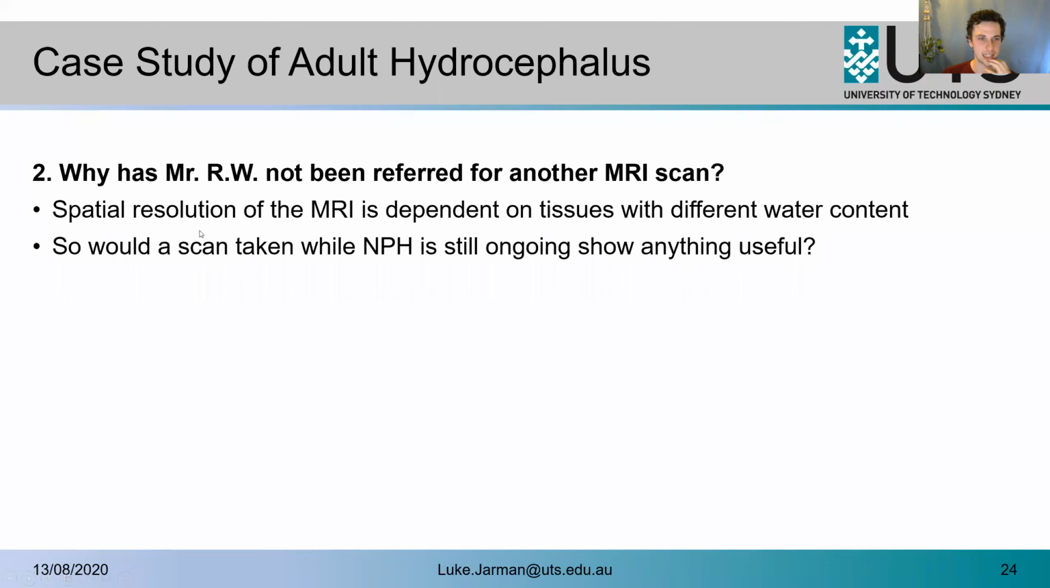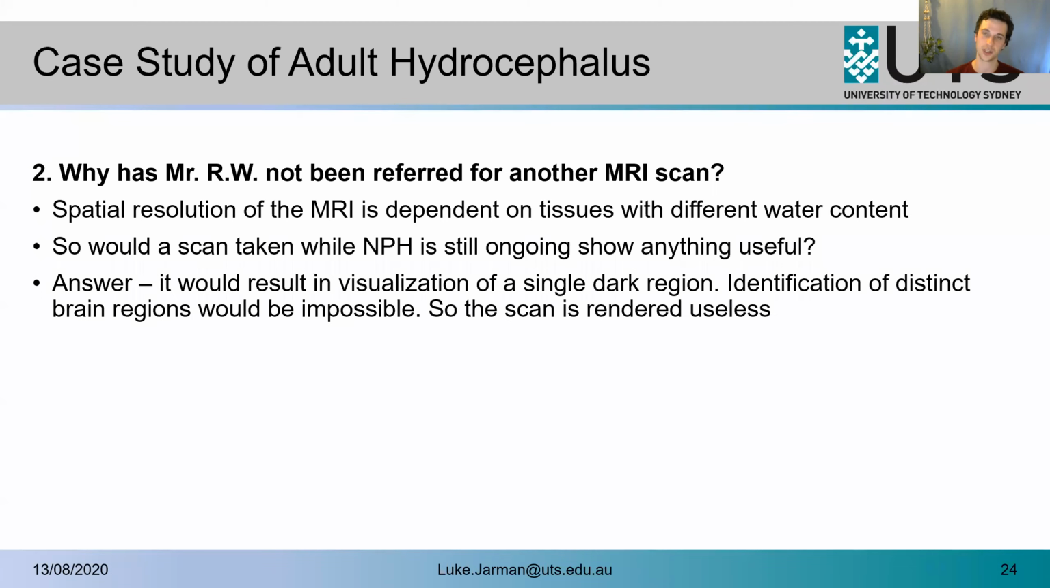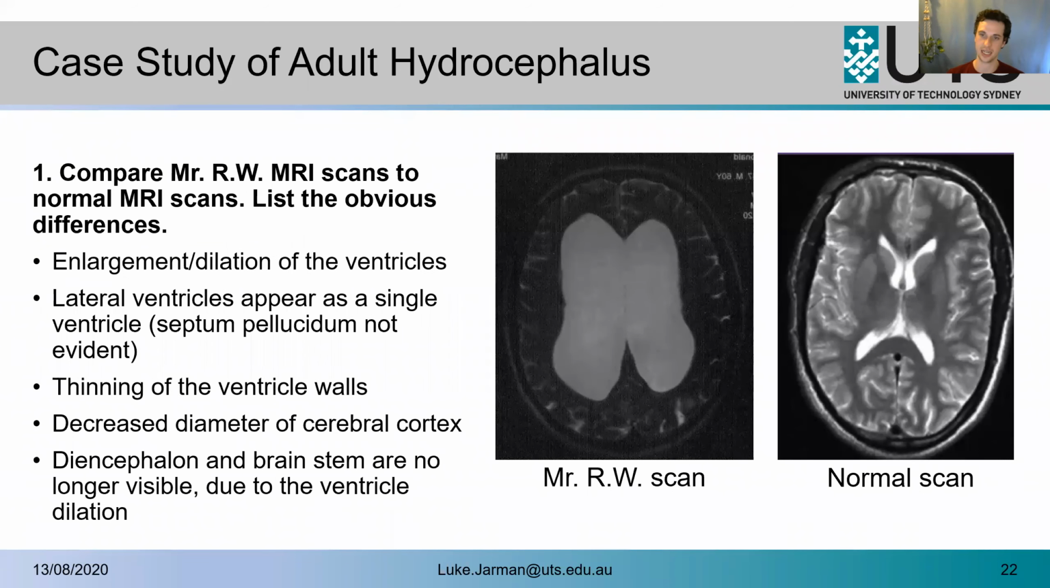But this answer is saying that spatial resolution of the MRI is dependent on tissues with different water content. So if this guy still has normal pressure hydrocephalus, that's still going on, it's not going to show anything interesting. If we go back to this scan, if you just keep doing MRIs, all you're going to see is this big gray body, and you can't even differentiate structures underneath that.